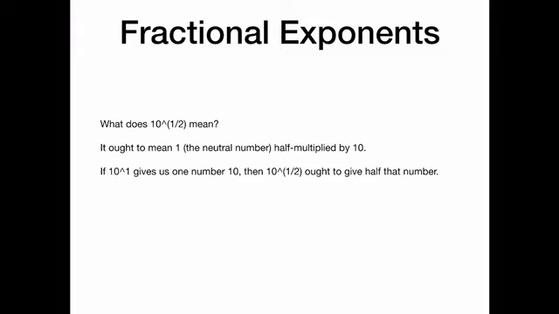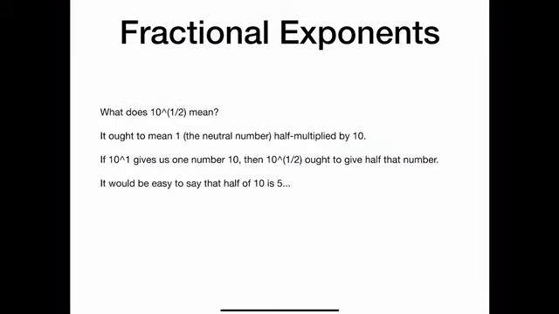Well, if 10 to the 1st power delivers us the number 10, then 10 to the 1/2 power ought somehow to give us half that number. We multiply 1 by 10 and get 10. That's basic exponent logic. And if we half multiply, we ought to get halfway from 1 to 10.